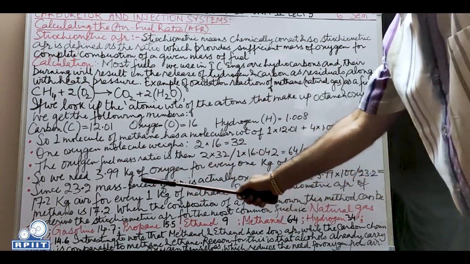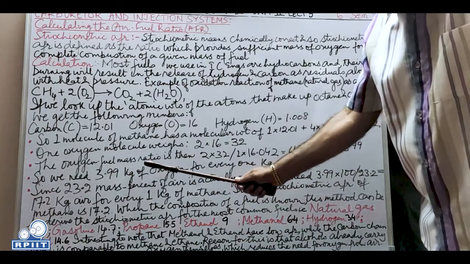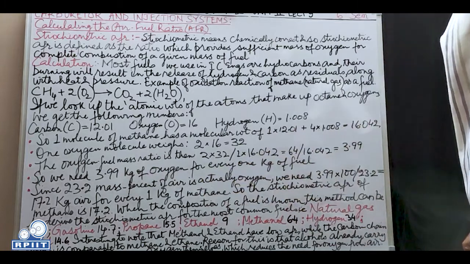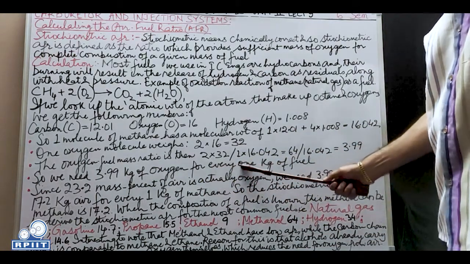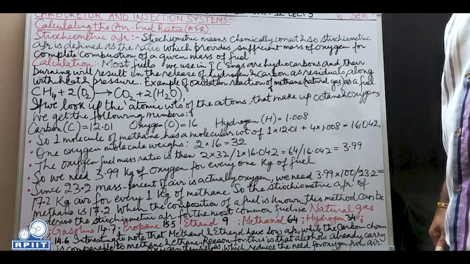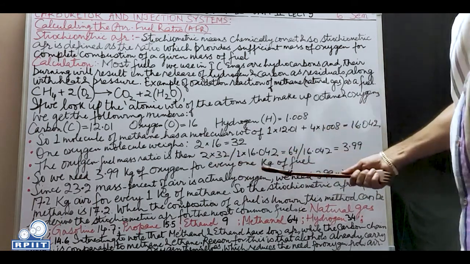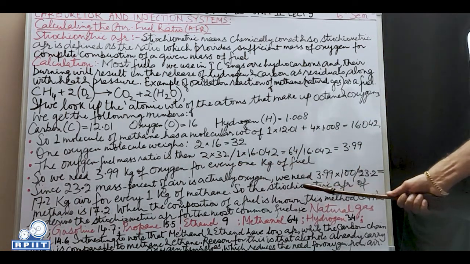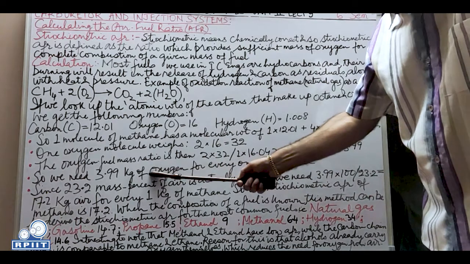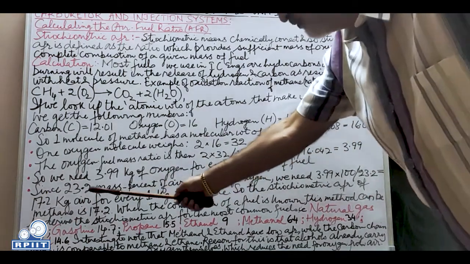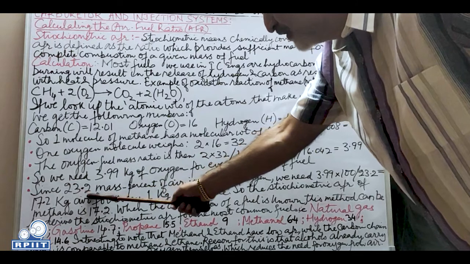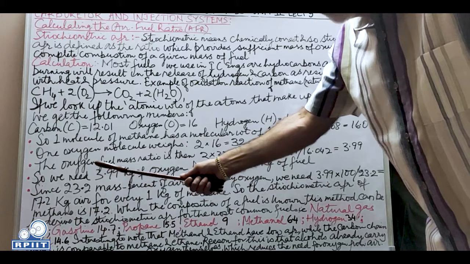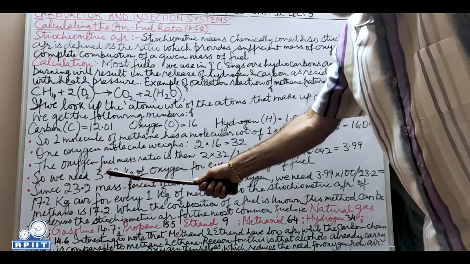We know all this. What does this mean? This means that we need 3.99 kg of oxygen for every 1 kg of fuel. Very simple. But how much oxygen is there in the atmosphere? Mass-wise, it is only 23.2 percent. The rest, we know, is nitrogen, 76-77 percent. Other gases comprise a very small amount.